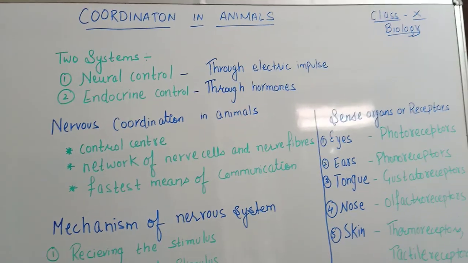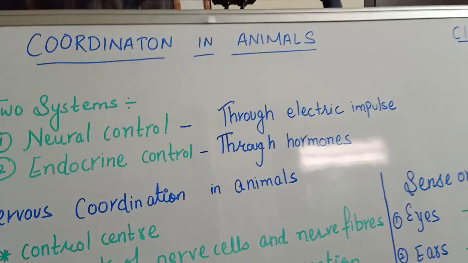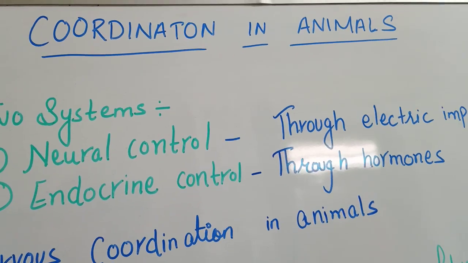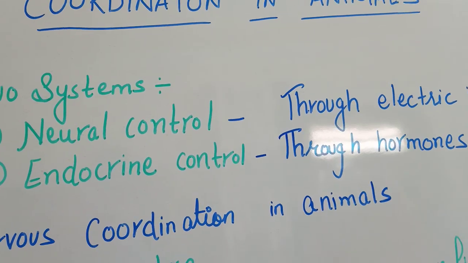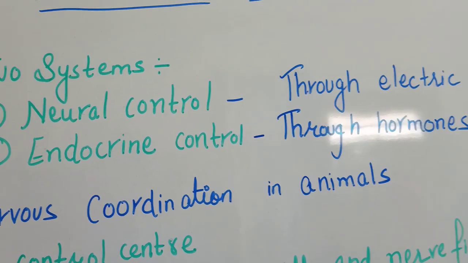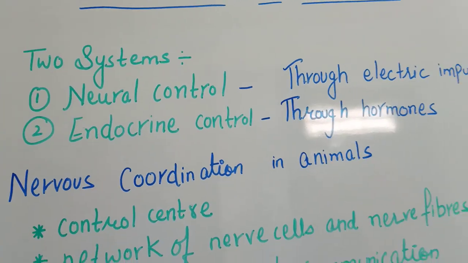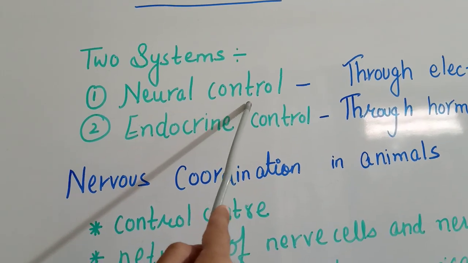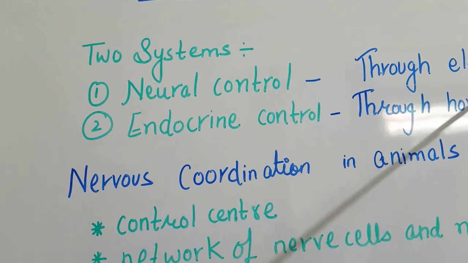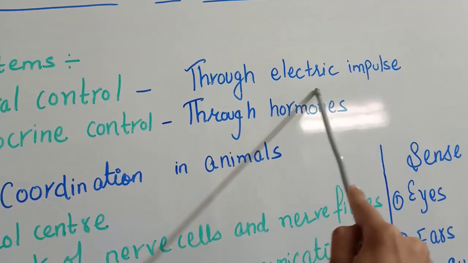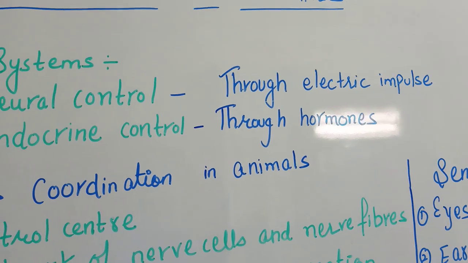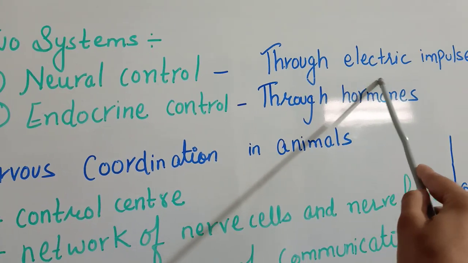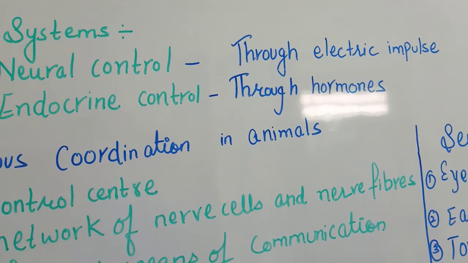So today we are going to discuss coordination in animals. In the previous lectures we discussed coordination in plants. Coordination in animals takes place in our bodies with the help of mainly two systems. One system is the neural control, which works through electric impulses. These electric impulses are electrical signals produced by our body, and then our body gives a response towards the stimuli.